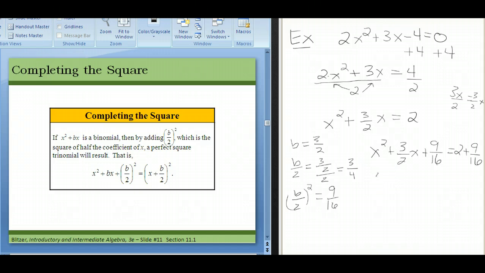Okay, the left side factors into x plus, remember it factors into x plus b over 2 squared, right? Oh, right here. X plus b over 2 squared. So x plus what was b over 2? b over 2 was 3/4 squared equals, oh boy, what is 2 plus 9/16? Well, let's see, 2 is what, 32/16? And if I add 9/16 to that, what do I get? 41/16. Okay, 41/16.